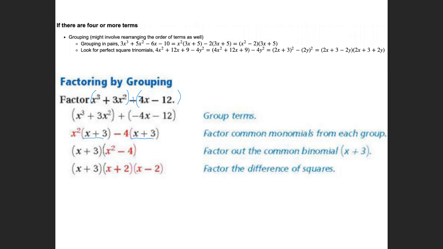And then it's like, okay, can I factor this down any farther? Well, that's a difference of two squares. So x plus 2, x minus 2. So this is the factored form of this thing here using what is called grouping. Let's try another one.